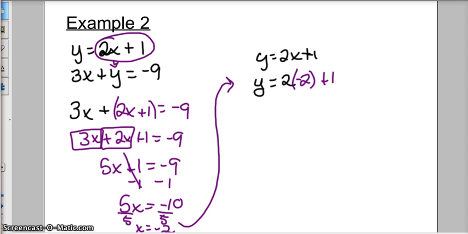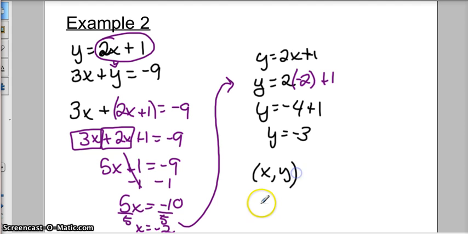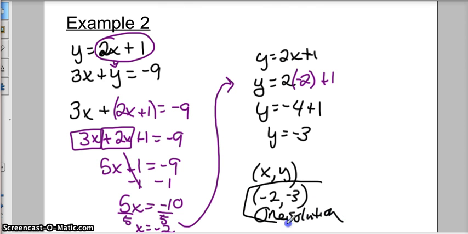And then go ahead and solve. So we have y equals negative 4 plus 1. Keep going. Negative 4 plus 1 is negative 3. So my y equals negative 3. So again, I write it as an ordered pair. My x term is negative 2. My y is negative 3. And that is one solution. And you're going to box your answers for your teacher.